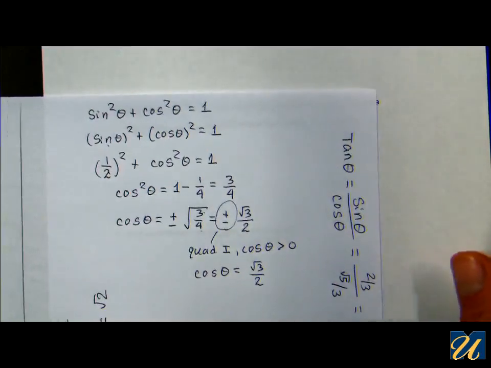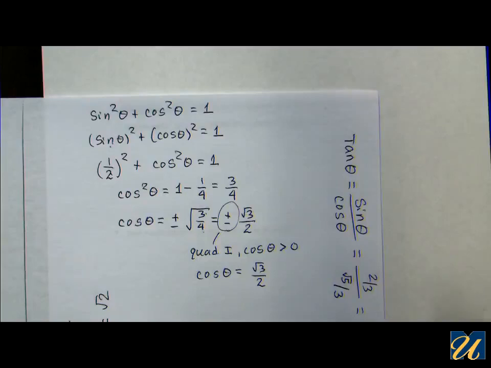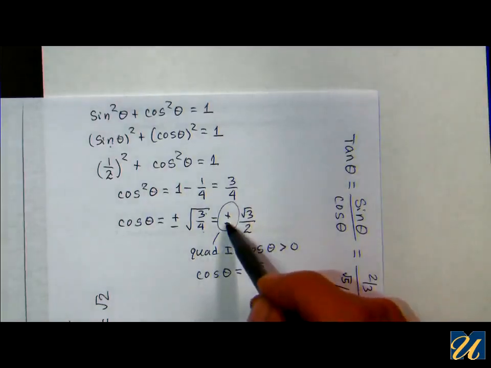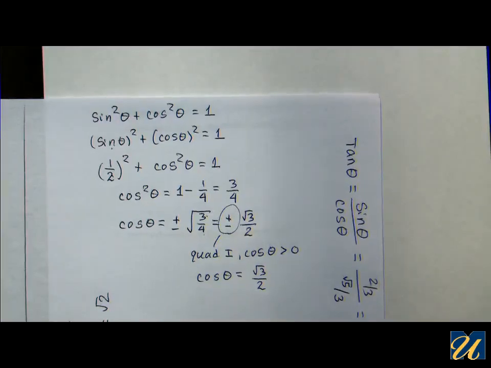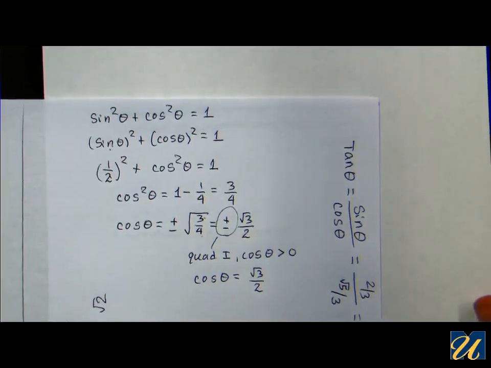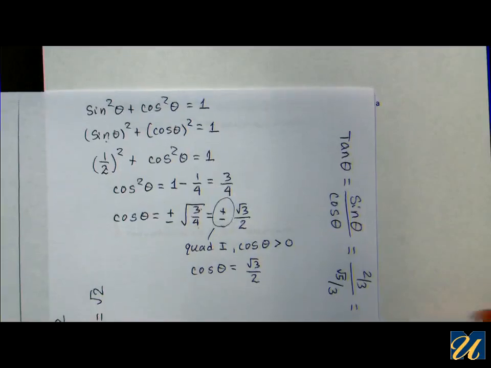Okay, so that means that if theta were an obtuse angle and we are in quadrant 2, the cosine's negative. So we would choose the negative answer of root 3 over 2. If we were in quadrant 3, again the cosine's negative, so we choose the negative answer. And if we're in quadrant 4, we choose the positive answer since the cosine is positive there. When you see cosine, think x-coordinate. When you see sine, think y-coordinate.